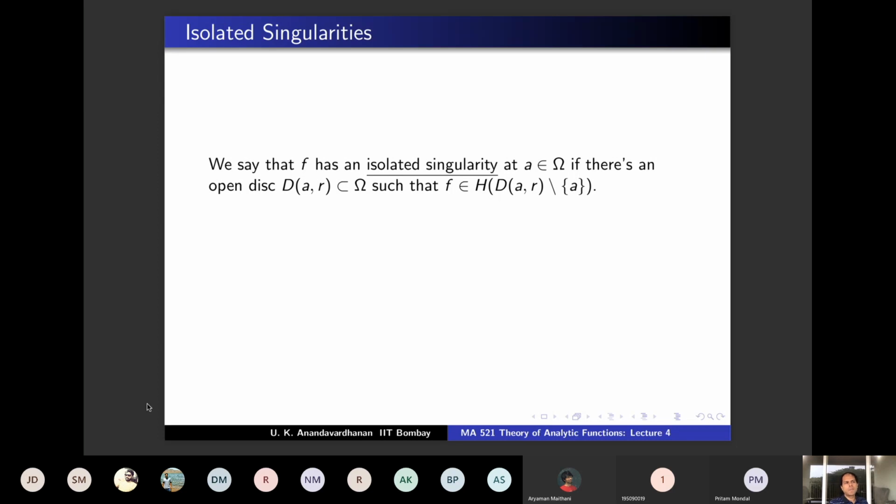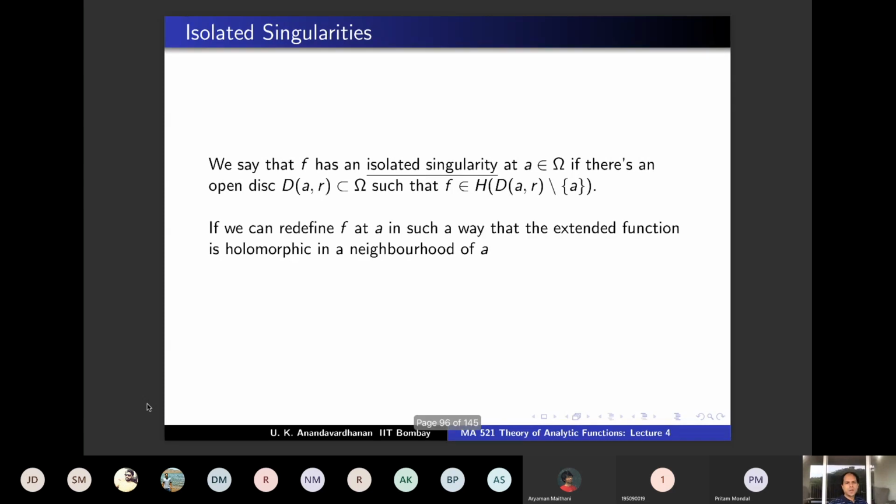Okay, so it may be something like 1 by z at 0, where it's not even defined. So that will fit into this. Or it could be somewhere where it's defined but still holomorphicity fails. That also can happen. So an isolated singularity just means in a deleted neighborhood of that point, f is holomorphic. So there's a deleted neighborhood where f is holomorphic, then that's called isolated singularity.